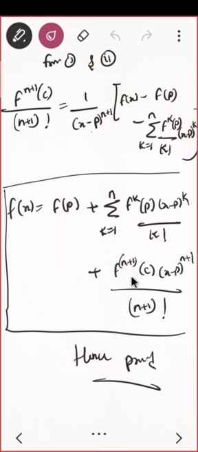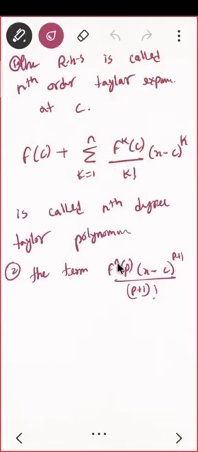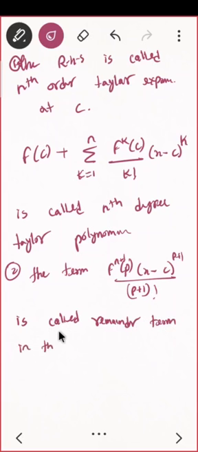This should be f n plus 1. So this is f n plus 1 at p, x minus c raised to n plus 1 upon n plus 1 factorial. It is called the remainder term.